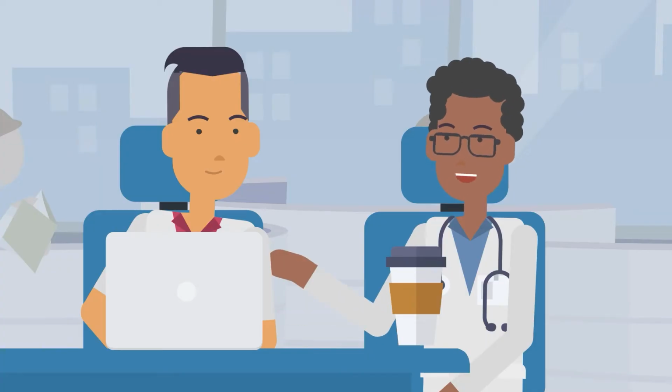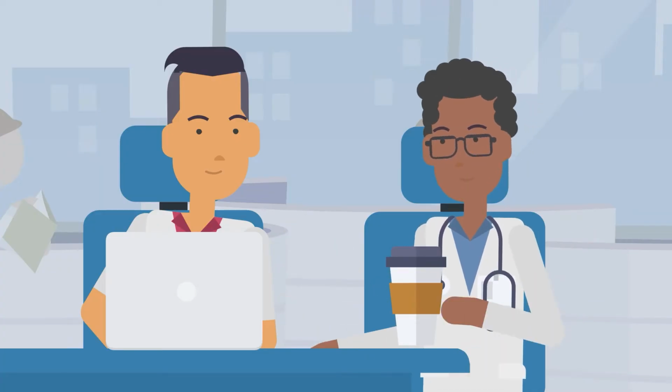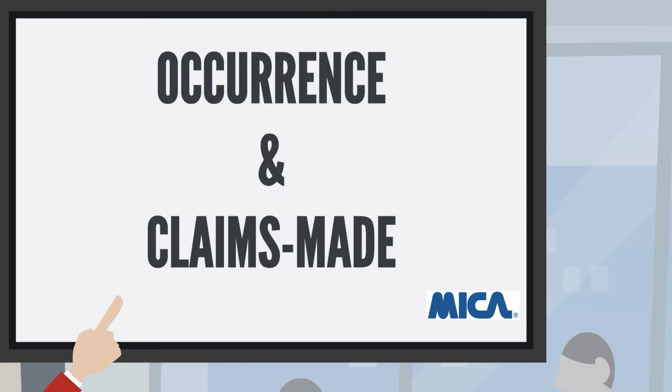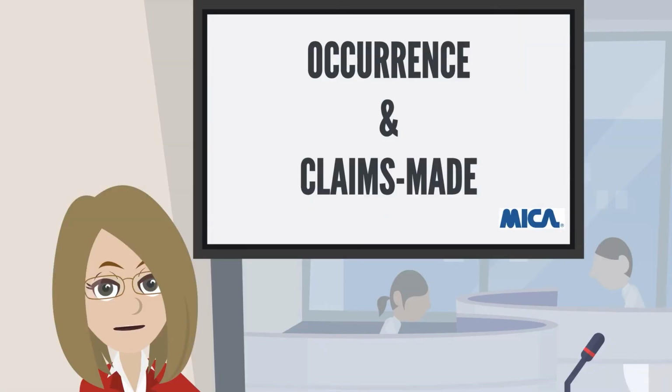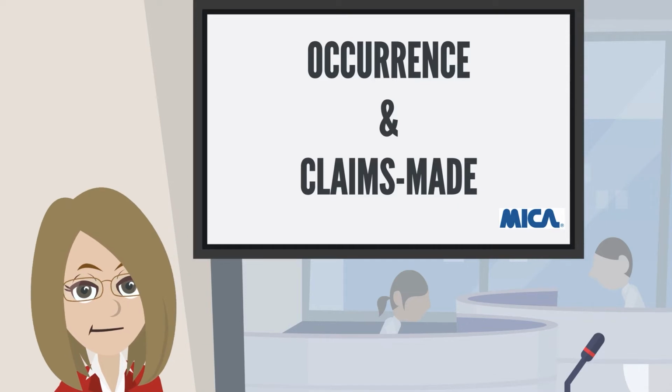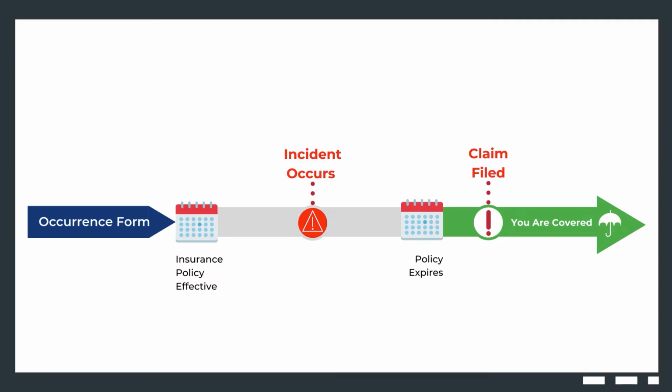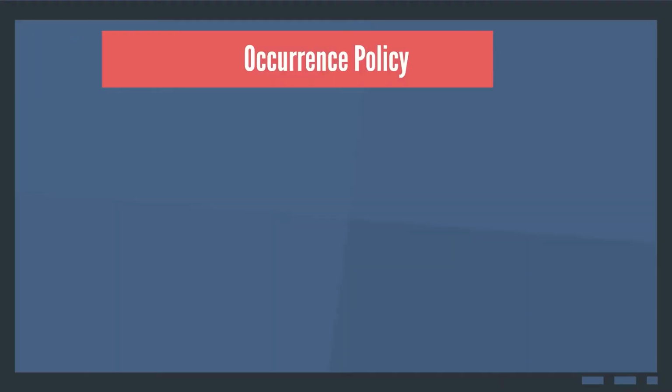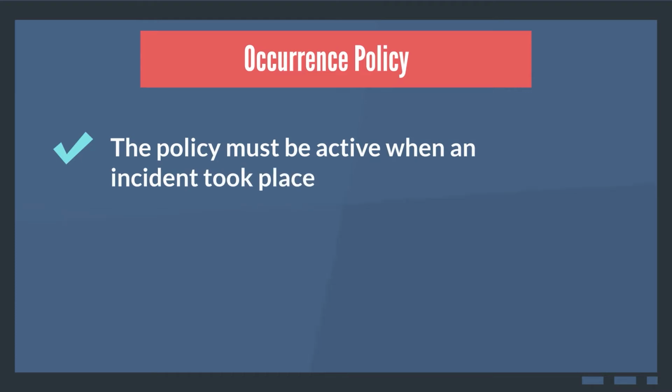What are the types of medical professional liability insurance? There are two types of medical professional liability policies: occurrence and claims made. An occurrence policy provides coverage for incidents that happen during the policy period, regardless of when the claim is reported, and after it is canceled, as long as the policy was active when the incident took place. Therefore, tail coverage is not needed.